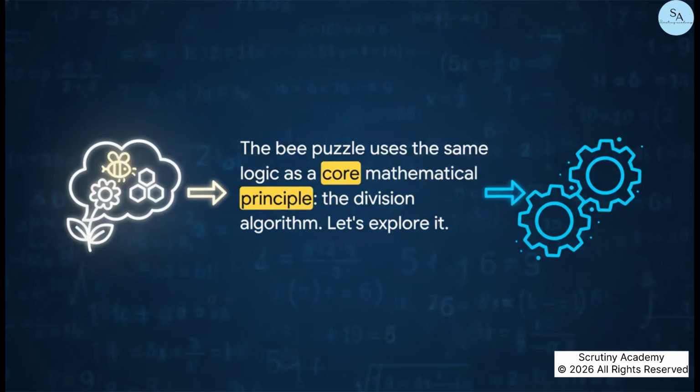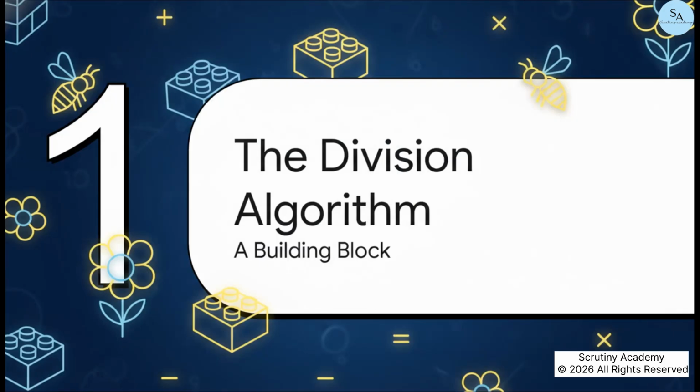That whole process we just went through, thinking about dividing numbers and what's left over, that is the exact logic behind a huge fundamental principle in math. Let's see how it connects to our first big topic. And here we are, the division algorithm. This is basically the official mathematical rule for what we just did with those bees. It might sound fancy, but it's really the foundation for so much in number theory.